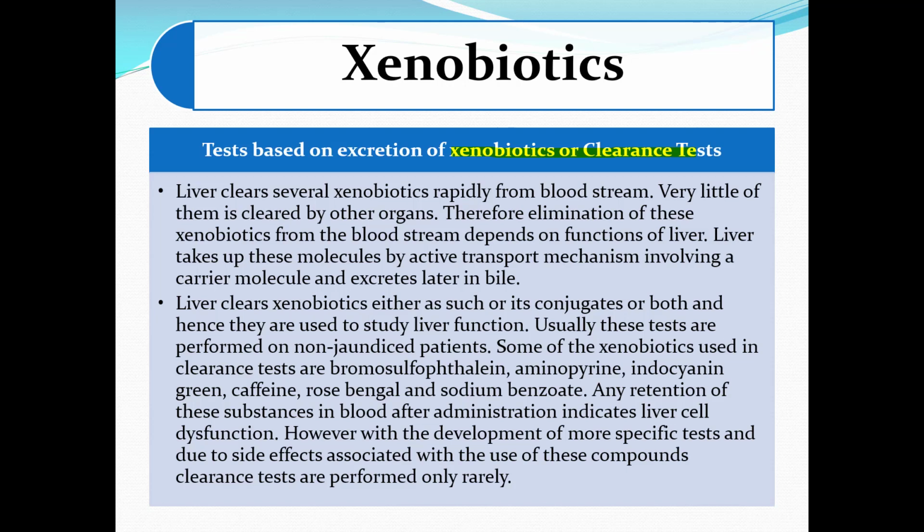Xenobiotics used in clearance tests are BSP, aminopyrine, indocyanine, caffeine, Rose Bengal, sodium benzoate, etc. At this stage, or in this era, we don't use any of these because, being exogenous substances, they are not used.